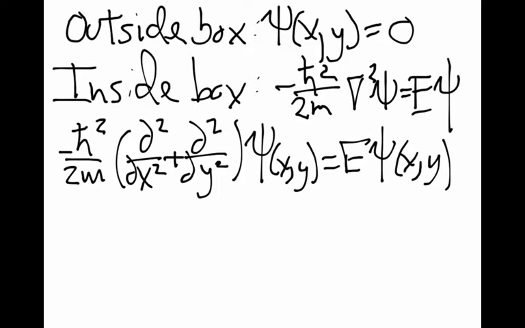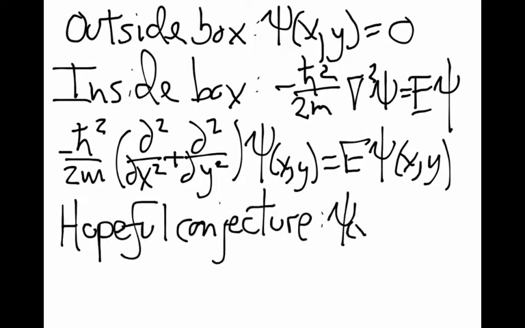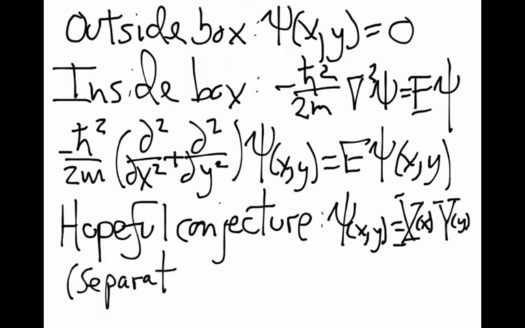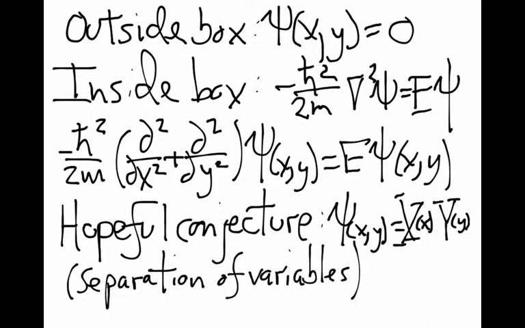And so what we do is we make this kind of wild conjecture. I call it a hopeful conjecture. The basic idea is maybe this function of x and y is some function of x times another function of y. We're going to call that big X of the variable little x, the function in x, times big Y as a function of little y, the variable y. And we call this separation of variables. It's a very general technique, and as you're about to see, it actually works quite well in many, many cases.